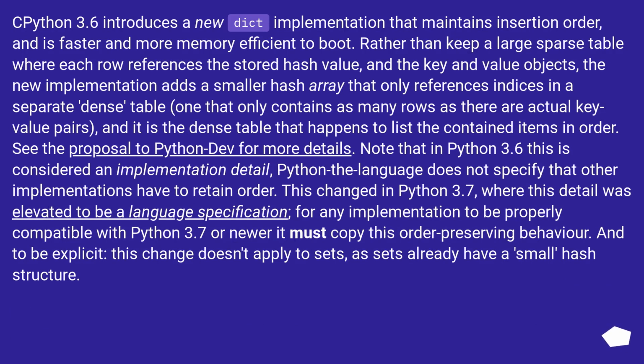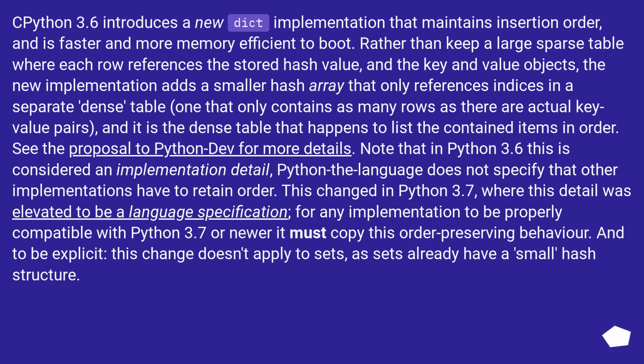Python 3.6 introduces a new dict implementation that maintains insertion order, and is faster and more memory efficient to boot. Rather than keep a large sparse table where each row references the stored hash value, and the key and value objects, the new implementation adds a smaller hash array that only references indices in a separate dense table, one that only contains as many rows as there are actual key-value pairs, and it is the dense table that happens to list the contained items in order. See the proposal to Python-dev for more details.